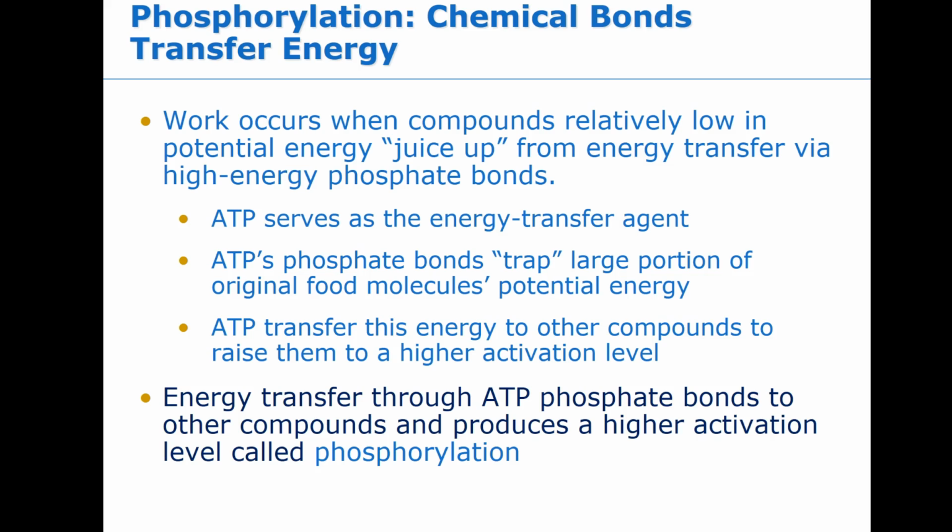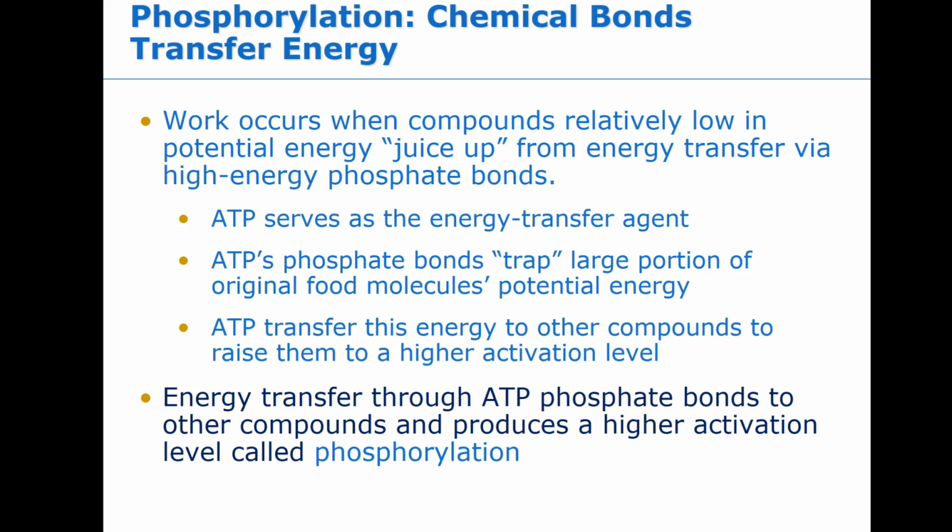Let's discuss phosphorylation, because this is where we talk about chemical bonds actually transferring the energy. Phosphorylation is when work occurs, when compounds relatively low in potential energy get juiced up from an energy transfer through these high energy phosphate bonds. If you remember that picture of the adenosine and the 3 phosphates, ATP serves as the actual energy transfer agent. The phosphate bonds actually trap a large portion of the original food molecules' potential energy.